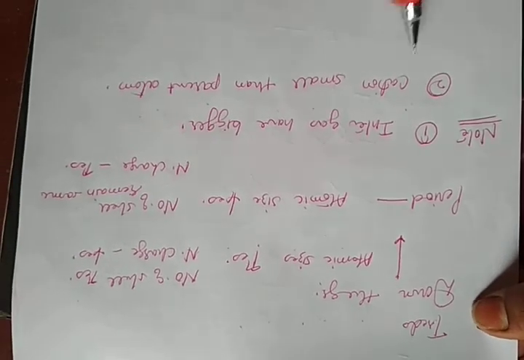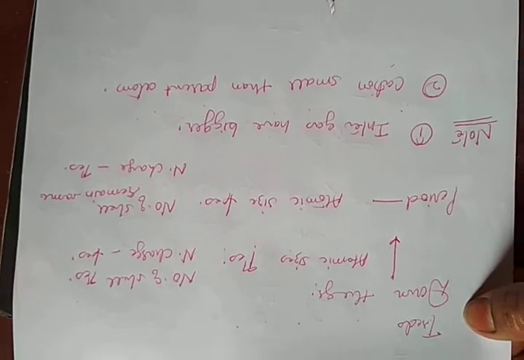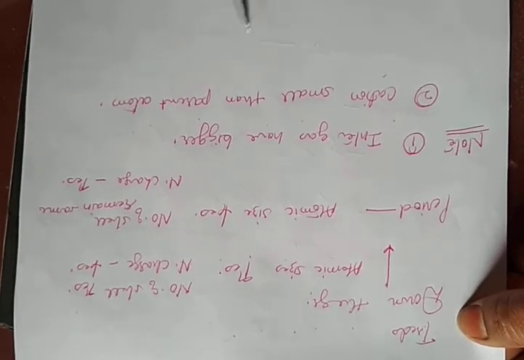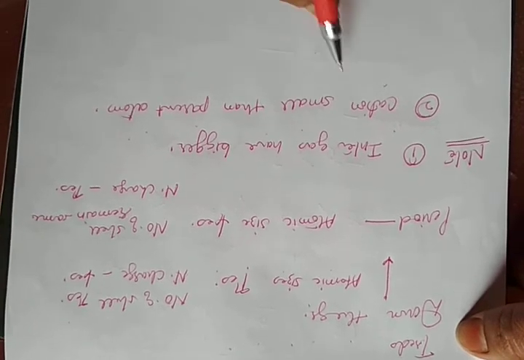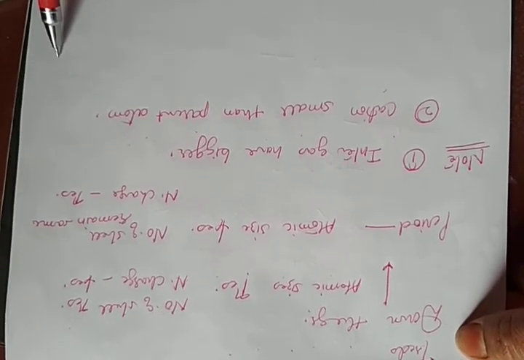Then the second, we had completed that a cation is always smaller than the parent atom, because in a cation, first point, the number of shells is less and the effective nuclear charge is more. Therefore, the cation is always smaller than the parent atom.